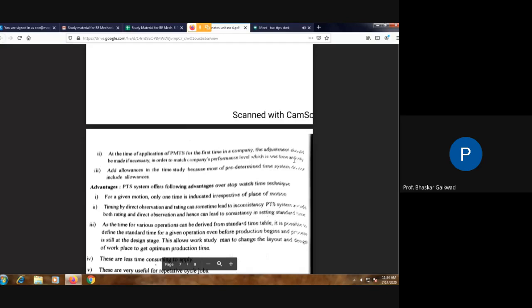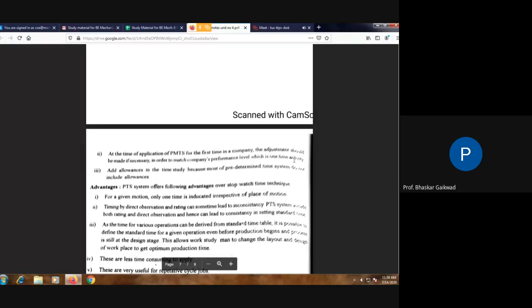Second, timing by direct observation and rating can sometimes lead to inconsistency. The PTS system avoids both rating and direct observation, hence can lead to consistency in setting standard times. So here observation is actually not required, because already we have set the times for a particular motion. Further, we don't require the observation. The same times we use for the same activity, and there is consistency while calculating the standard time.